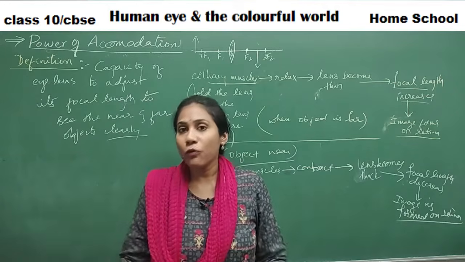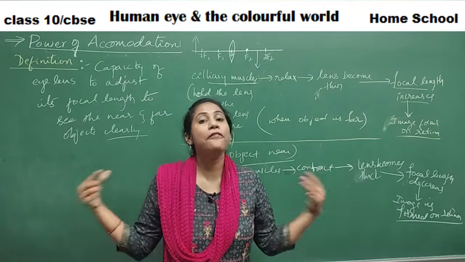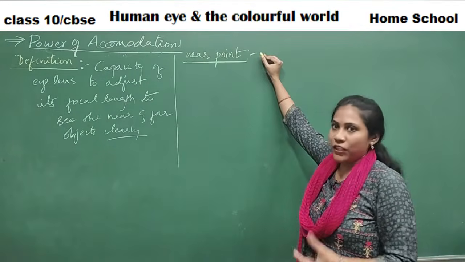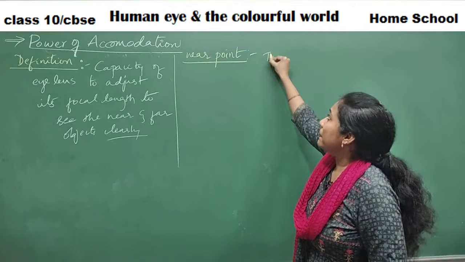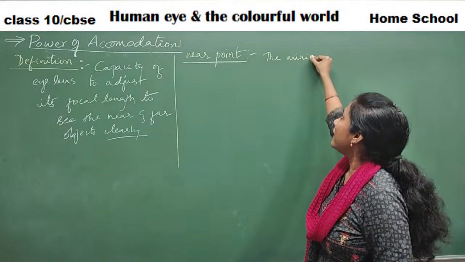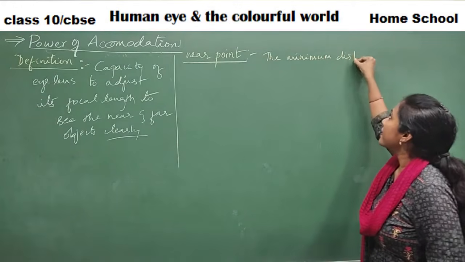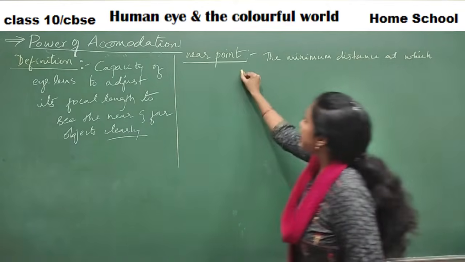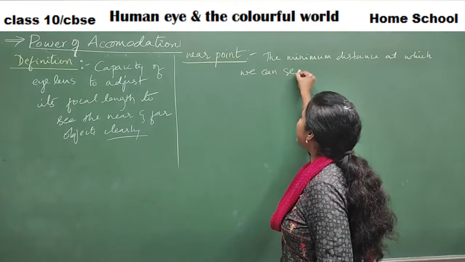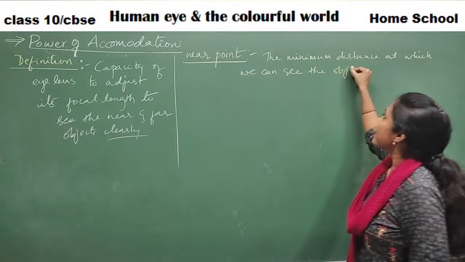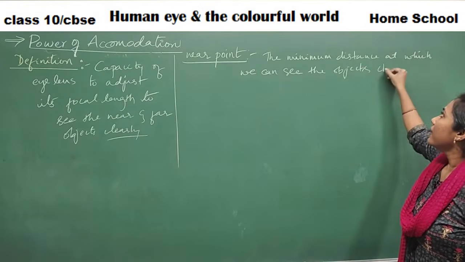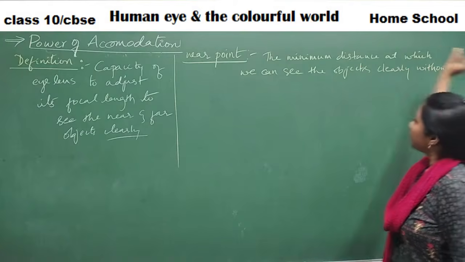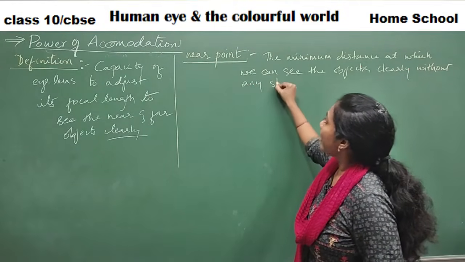Now let us learn what we mean by near point and far point. Near point, far point. Let me write the definition for near point. Near point is nothing but the minimum distance at which we can see the objects clearly without any strain on the eye.